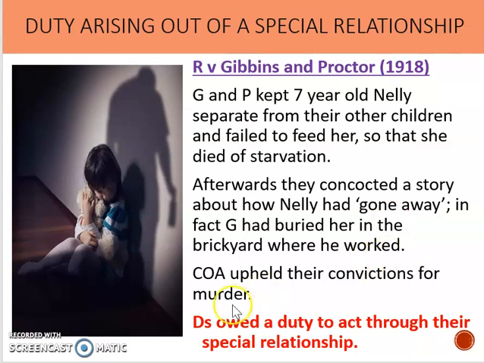They were convicted of murder and they appealed. And their argument is basically, well, we shouldn't be guilty of murder because we've not done a positive act. We didn't stab her. We just failed to feed her. And in general, you can't be guilty through failing to act. But they were guilty, you'll be glad to hear, because they owed a duty to act through their special relationship. So parents will owe a duty to their children. So I can watch someone else's child starving hungry, but I can't watch my own children starving hungry because I have a duty to them as their parent.